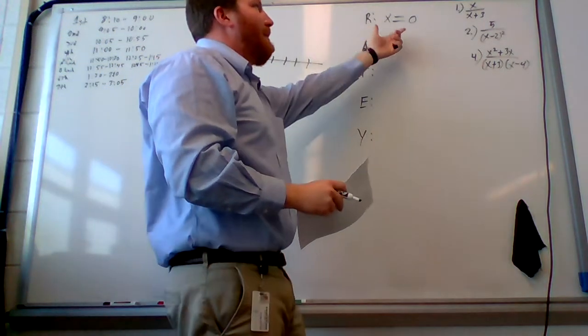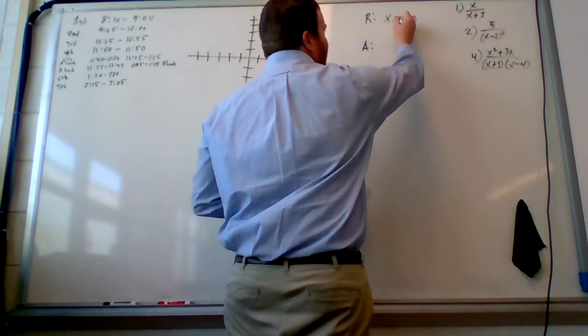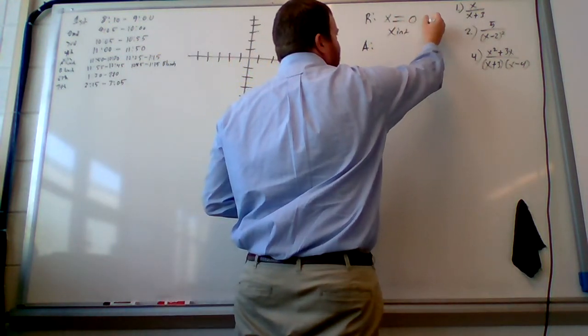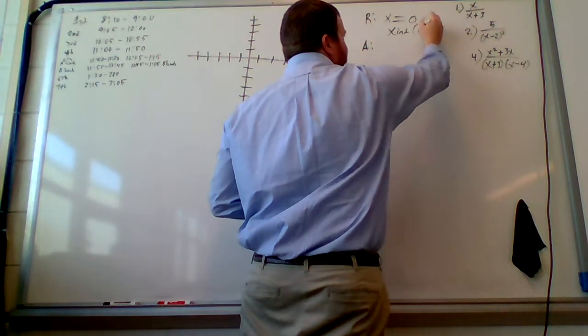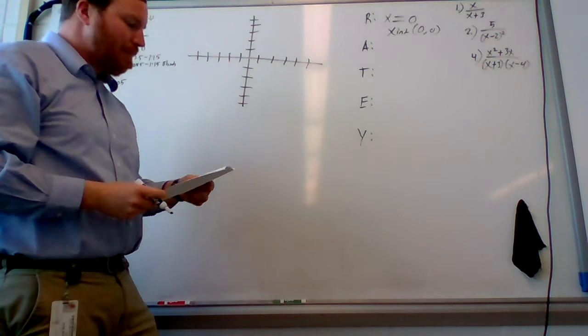However, we don't want to write it as x equals 0, because we're just talking about a point. So we're going to just say the x-intercept, or the root, is at (0, 0). Of course, the y value would be 0, otherwise it wouldn't be an x-intercept.